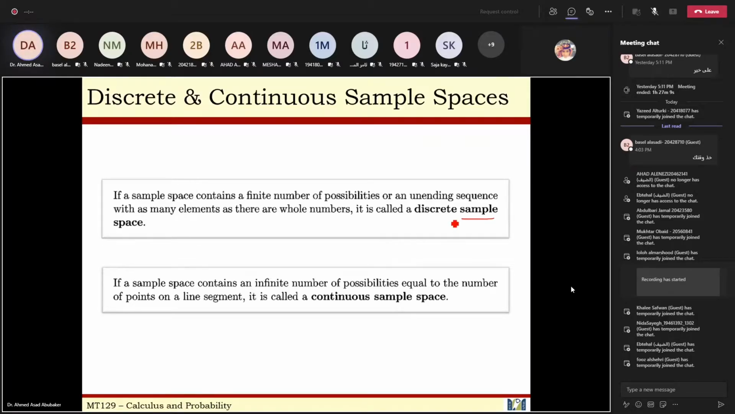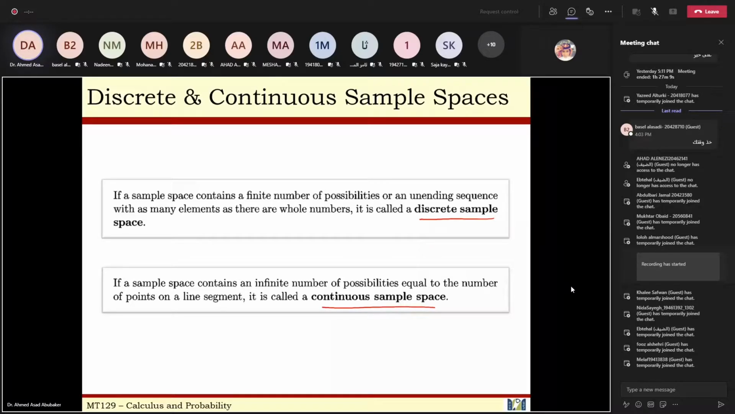I mentioned the discrete and continuous. Discrete, if we have outcomes, maybe infinite or finite, but we can count them. But if we have the outcomes in the sample space as an interval, this is continuous.